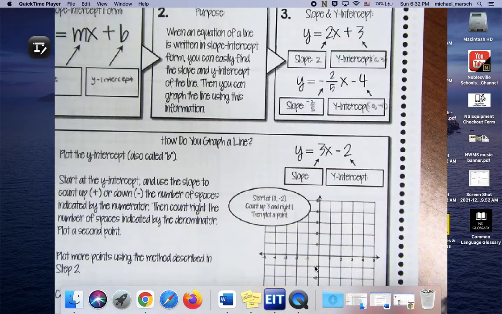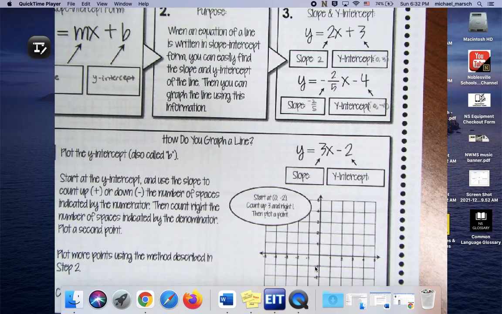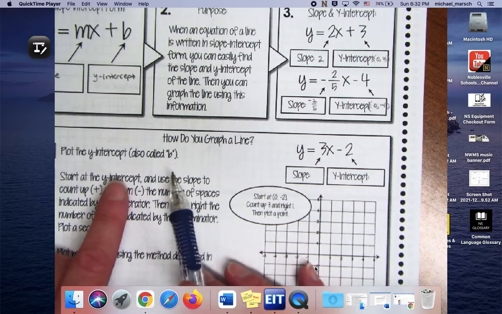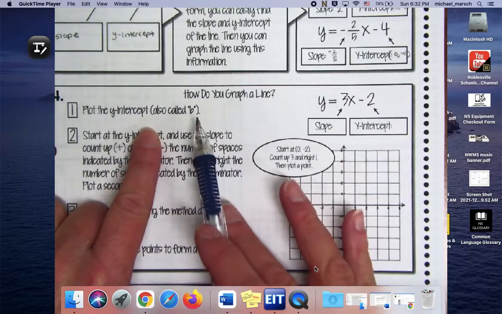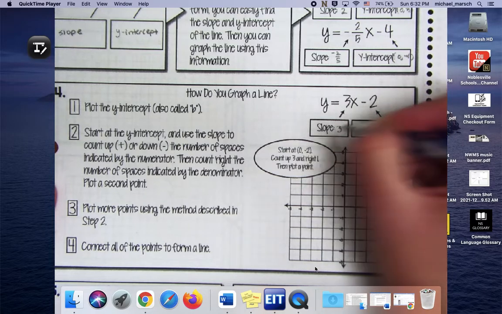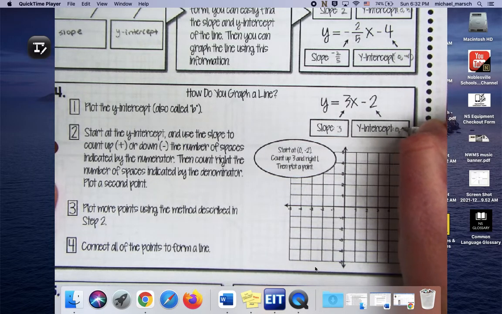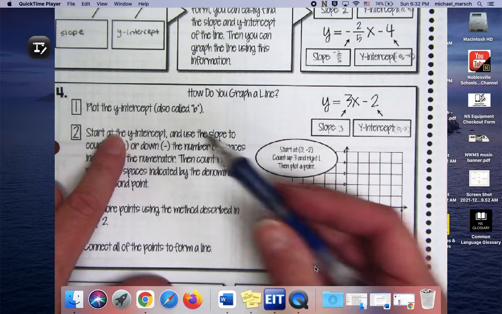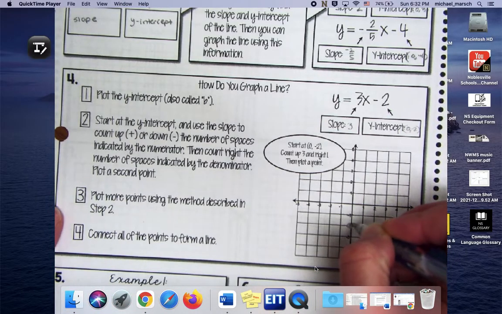Okay, how do you graph the line? Well, if you don't already have a ruler, go ahead and grab one from the back of the room. It's in the little jar by the pencil sharpener. First thing we talked about on Friday was you plot the y-intercept, so let's do this one. Our slope is 3, our y-intercept is (0, negative 2). So I'm going to plot the y-intercept at (0, negative 2).